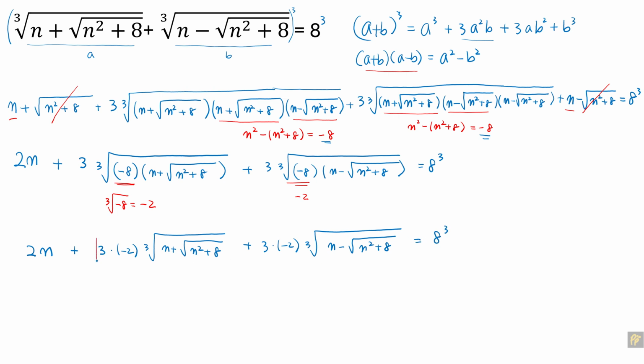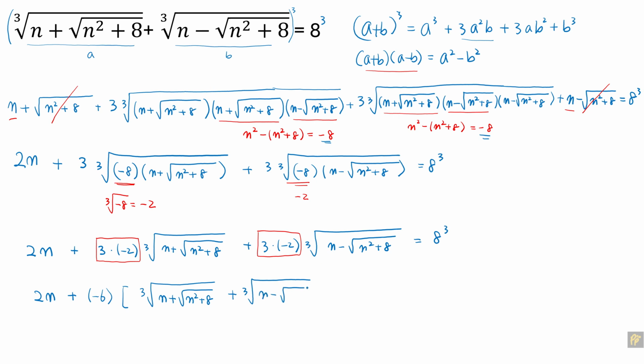So I think 3 times negative 2 can be used as a common factor. We can take this out. So we have 2n plus 3 times negative 2, which is negative 6, times the third root of n plus square root of n squared plus 8 plus the third root of n minus square root of n squared plus 8. This should be equal to 8 to the power of 3.